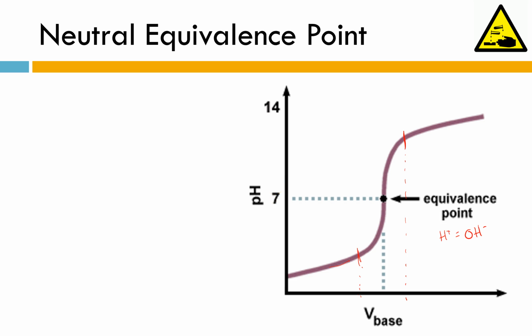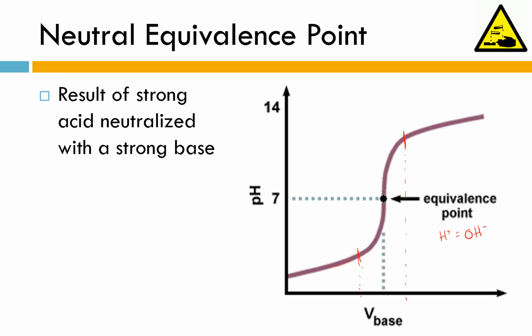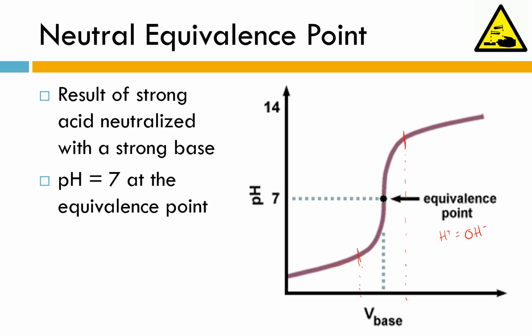If we have a neutral equivalence point, this has resulted because you have a strong acid being neutralized with a strong base. The pH at the equivalence point is going to be equal to 7. Again, go back to arm wrestling terms. You have a strong acid and a strong base. You're not going to have a winner. Neither the acid nor the base is going to get its way. So you will have a pH that is neutral.